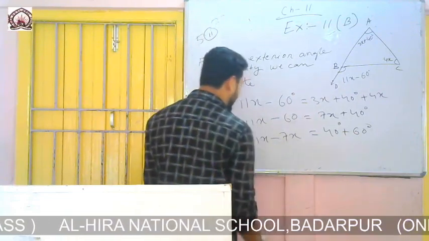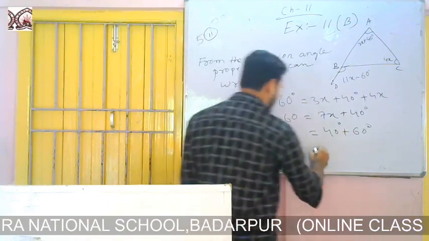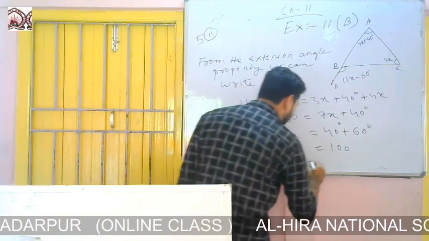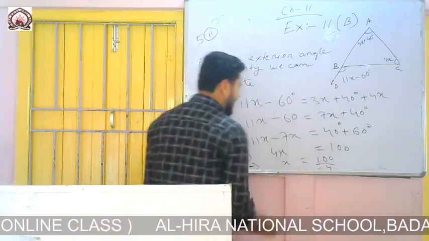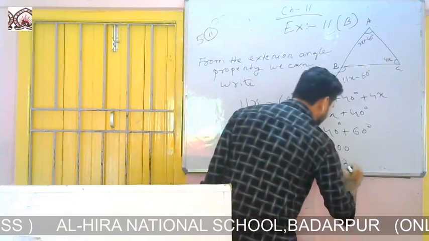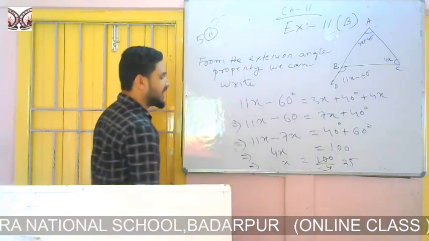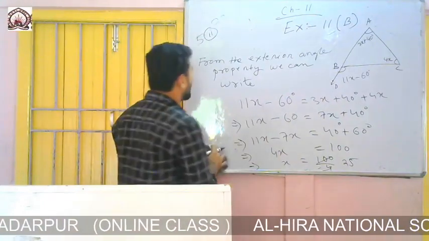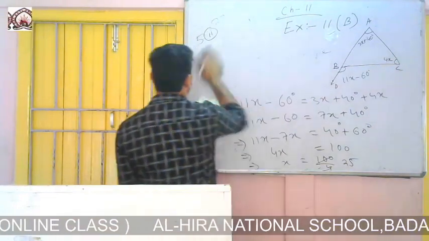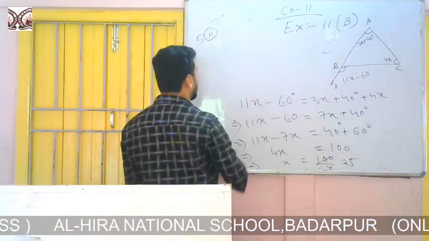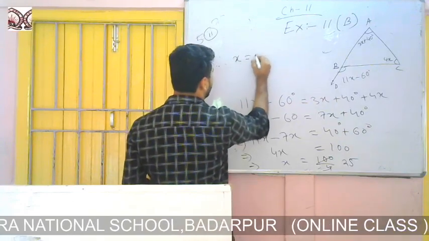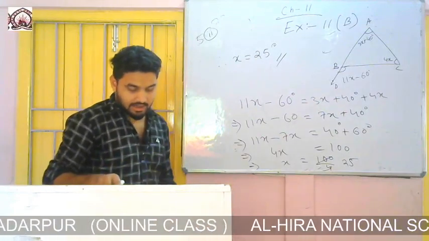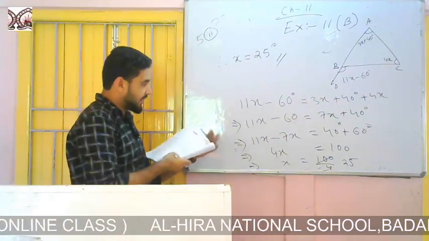Then 11 minus 7, 4x equals 60 plus 40, 100. Then I can write x equals 100 by 4. Now if we cancel, we will get 25. 4 25s are 100. Therefore x equals 25 degrees. That is the answer. Okay, now come to question number 3.